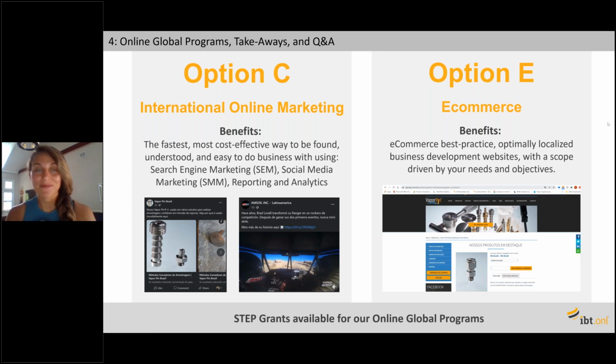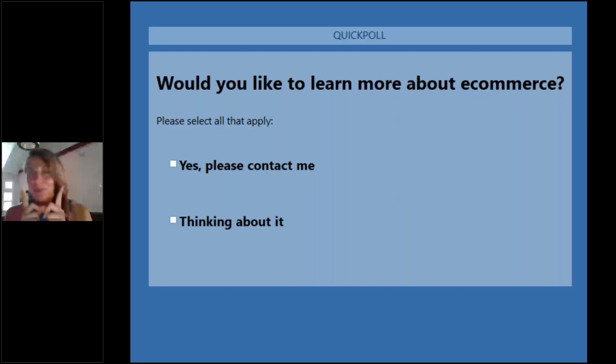answer any questions. Oh, and before we go into the poll, sorry, one more thing. There are STEP grants available for option E as well, depending on which state you're located in and if you qualify for STEP grants. So just keep that in mind for e-commerce and also for the other programs.